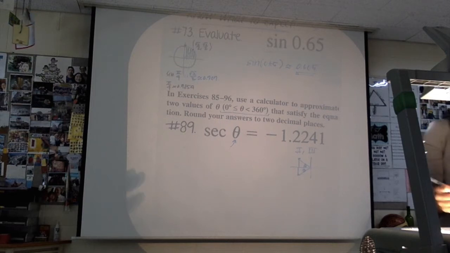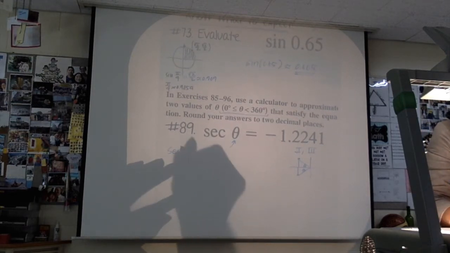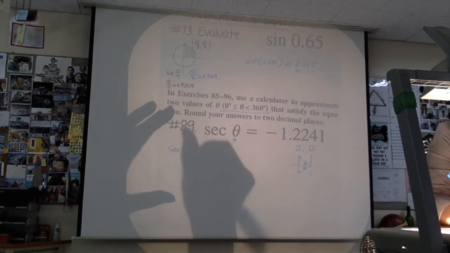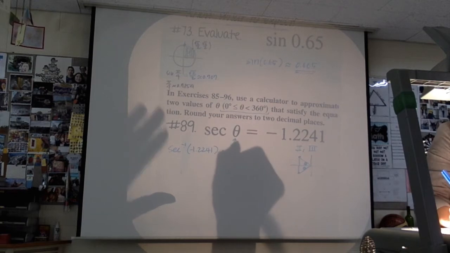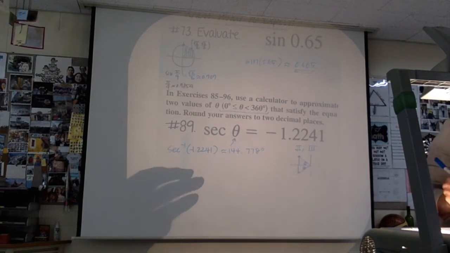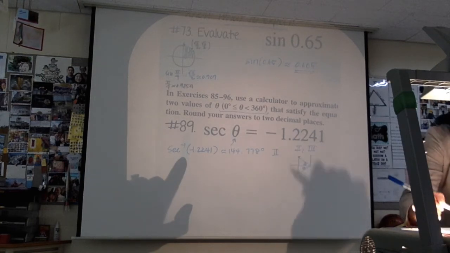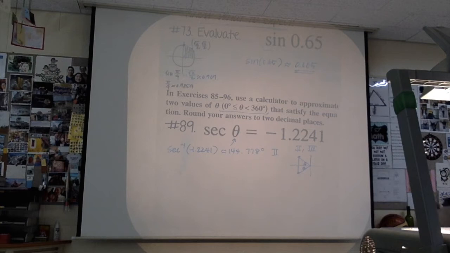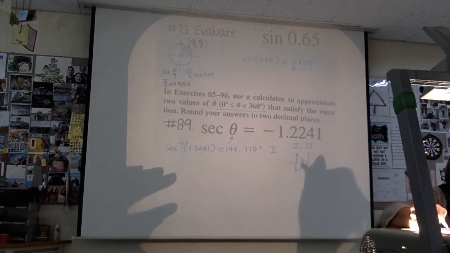So you guys, if you have a TI Inspire, you can actually do this. Secant inverse of negative 1.2241. I want to see your work, and you'll get 144.778 degrees. And where is that? That's actually quadrant 2. So we're done with quadrant 2. But now we have to find quadrant 3. Quadrant 2 is done, that's 144 here.